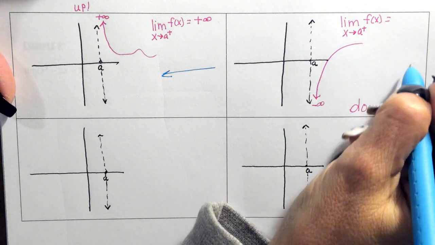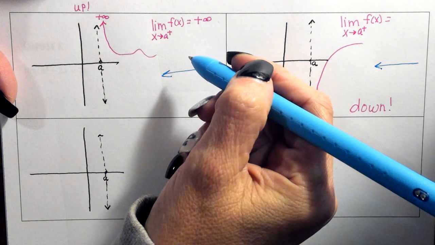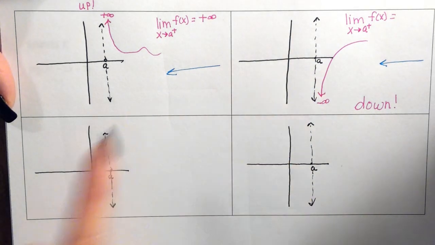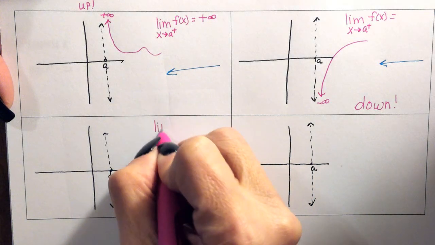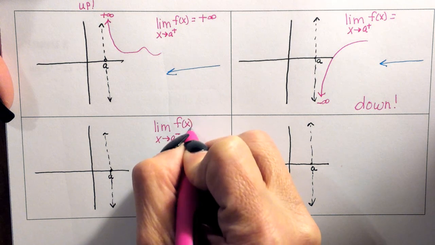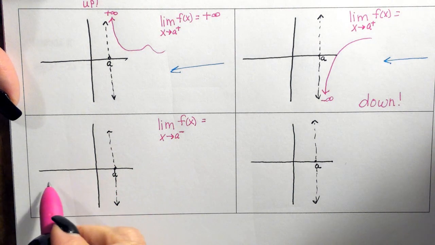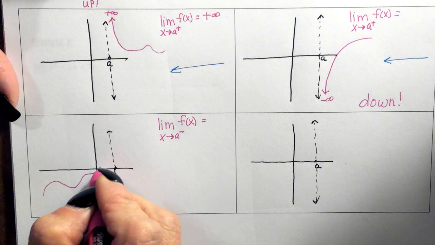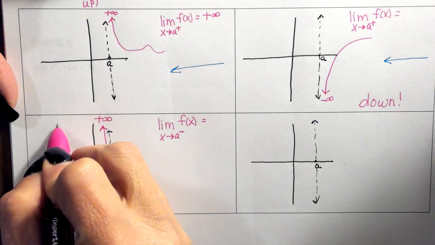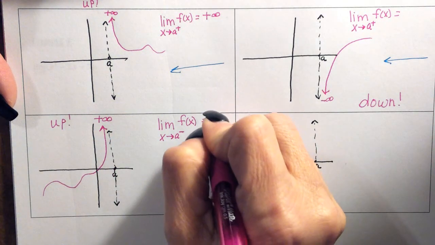Now, we are still coming at the limit from the right side. We're still approaching that constant. The other option is that we come at it from the left. So let's say the limit as x approaches a from the left of f of x, and let's make it go to positive infinity again. So coming from the left, it's doing whatever it wants, and as it gets here, it shoots up and goes to positive infinity. This goes up.